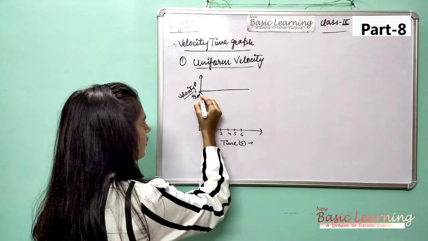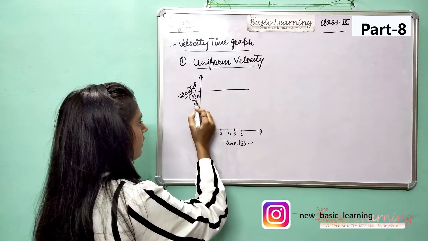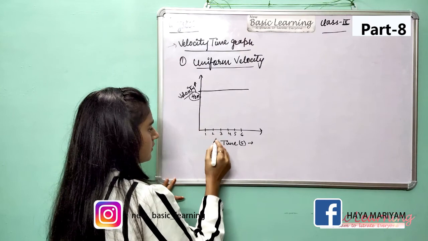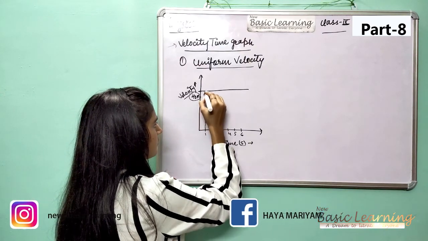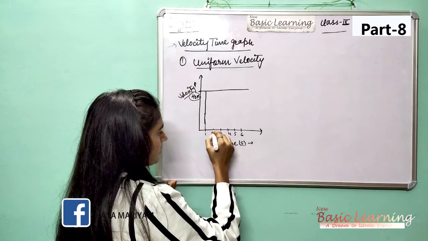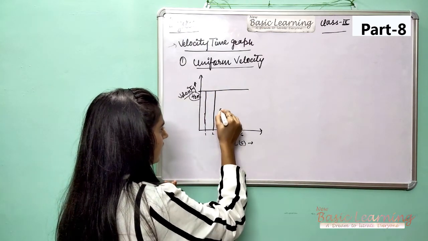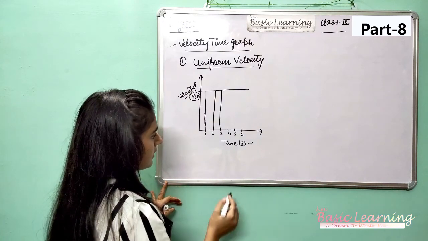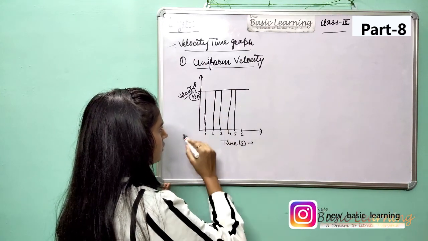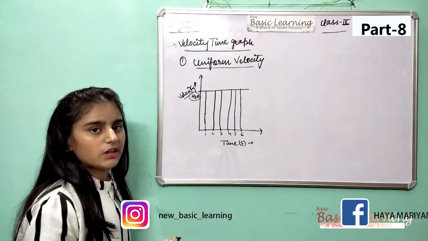How? Let's see. Suppose we take a particular velocity of 40 meter per second. When the time is 1 second, the velocity is 40 meter per second. When the time is 2 seconds, the velocity is also 40 meter per second. At 3 seconds, 4 seconds, 5 seconds and 6 seconds, the velocity is still 40 meter per second.